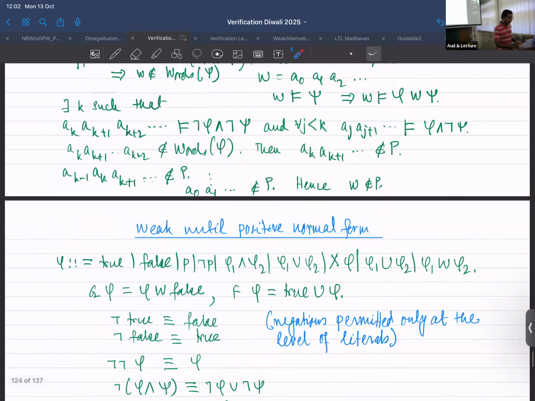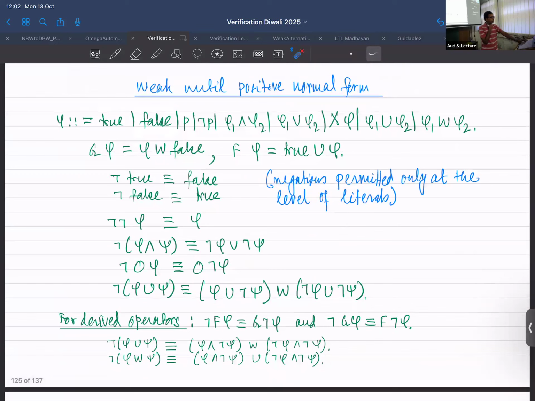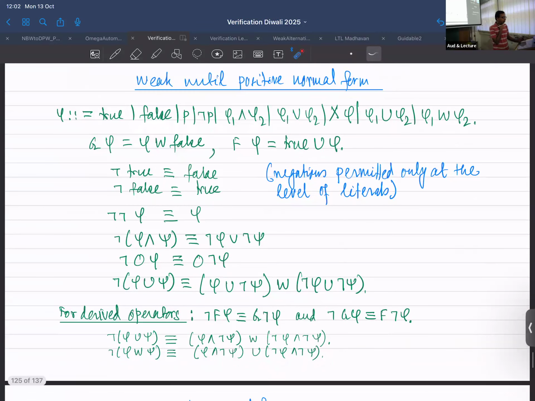Good. We will now talk about the weak until positive normal form. So what is a positive normal form? Here, negation is allowed only on the literals. You can push the negation inside. That's why we are going to have both conjunctions and disjunctions.